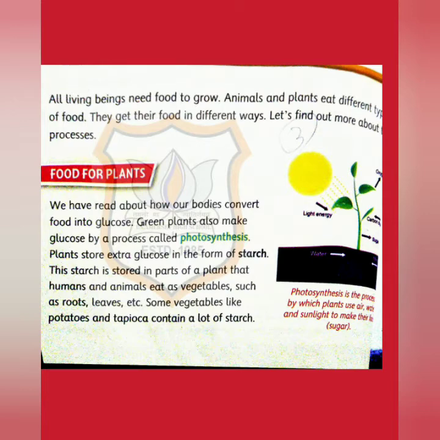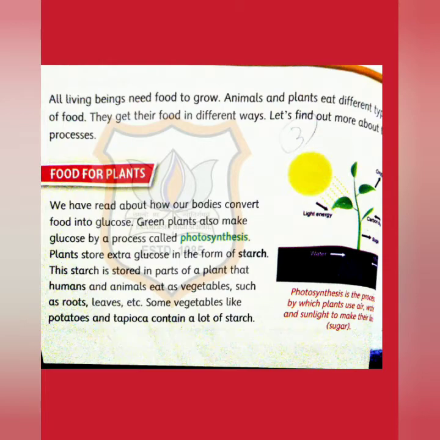This starch is stored in parts of the plant that humans and animals eat as vegetables, such as roots and leaves. Just as human bodies store glucose, plants store extra glucose as starch, and humans and animals eat it in vegetables. Some vegetables like potatoes and tapioca contain a lot of starch.